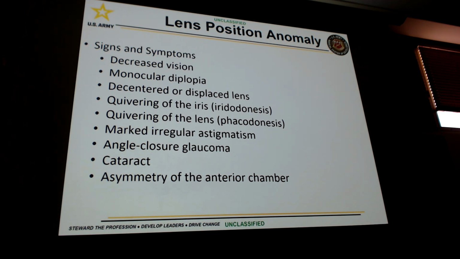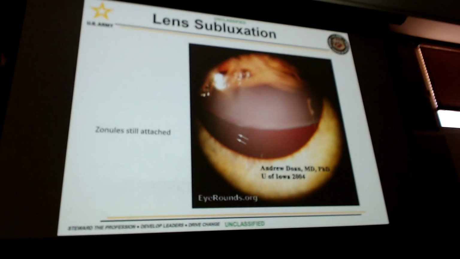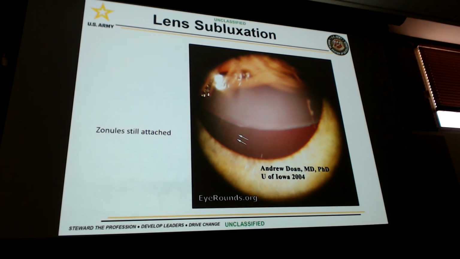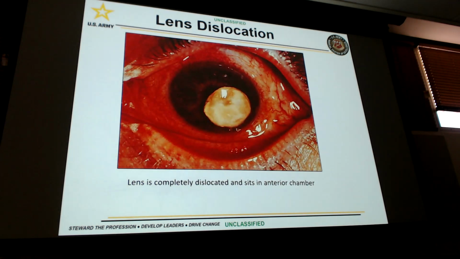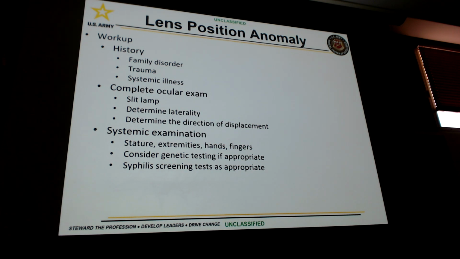If they do have monocular double vision, you want to ask, is it recent? What's the onset? And was there any trauma? Because if there was trauma and they have monocular double vision, we're thinking potentially they have some sort of lens position anomaly, whether it's dislocated or subluxed. Okay. This is a picture of potentially a subluxed lens. Actually it is, because you can see those zonules are still attached. This is a picture of a completely dislocated lens. There's no zonules because that lens is in front of the iris. It's supposed to be behind the iris. Okay, that lens is in the anterior chamber, not where it's supposed to be. Okay, we talked about the workup already.